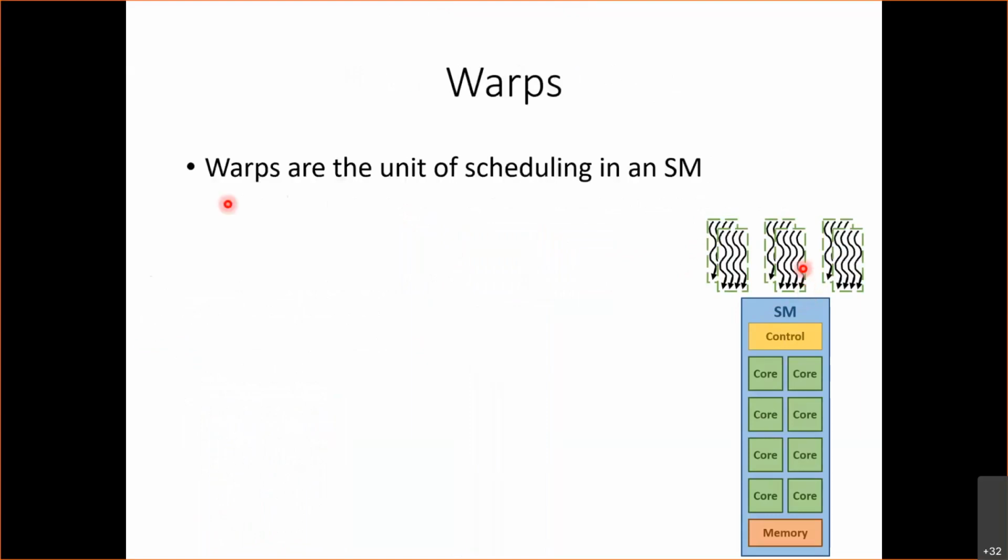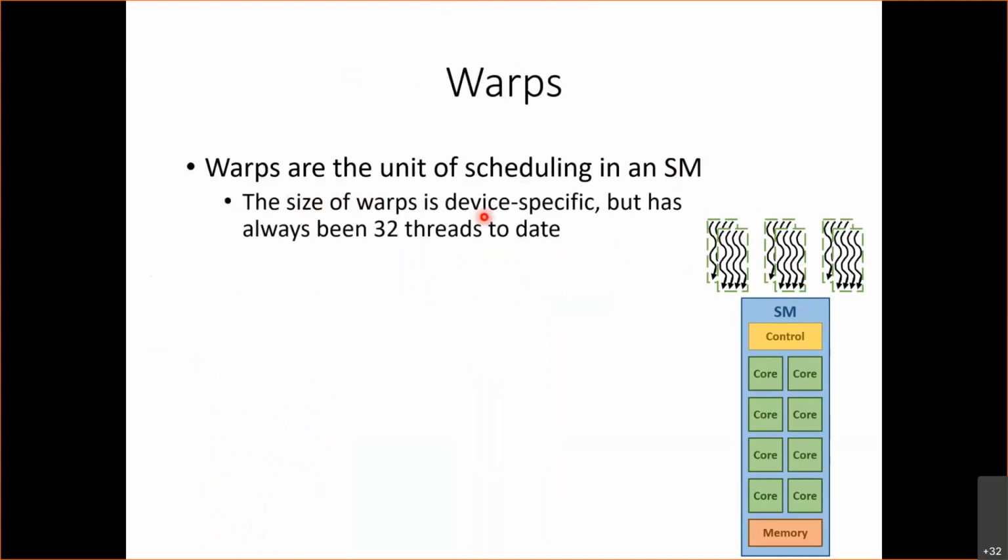Like I said, warps are the unit of scheduling in an SM, and the size of warps is device specific, but to date it has always been 32 threads. So if I create a thread block that is 1024 threads, these 1024 threads are going to be grouped into 32 warps of 32 threads each. If my thread block has 64 threads, these 64 threads are going to be grouped into 2 warps that have 32 threads each.